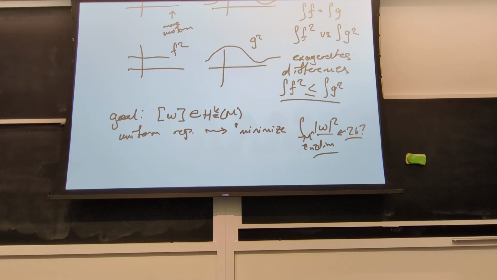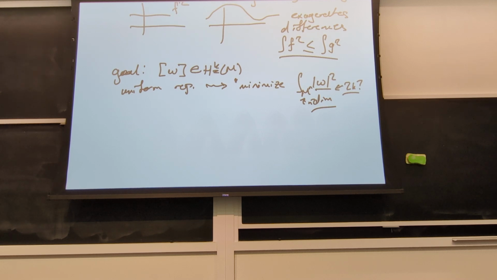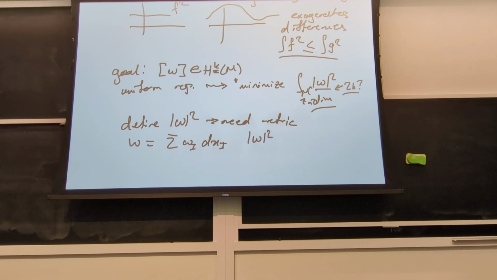In order to define this omega squared, this is where we're going to need the metric. Okay, so here's the idea. Let's say that we write omega as the sum of omega_i dx_i. So we might think that omega squared should be the sum of omega_i squared, right? This seems like a reasonable thing to do because this is how you look at the norm squared of vectors, like Pythagorean theorem, whatever, right?